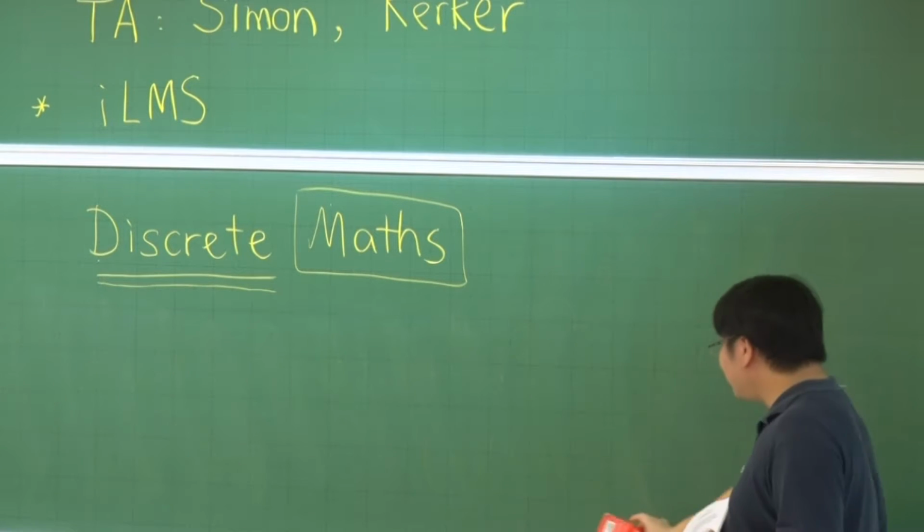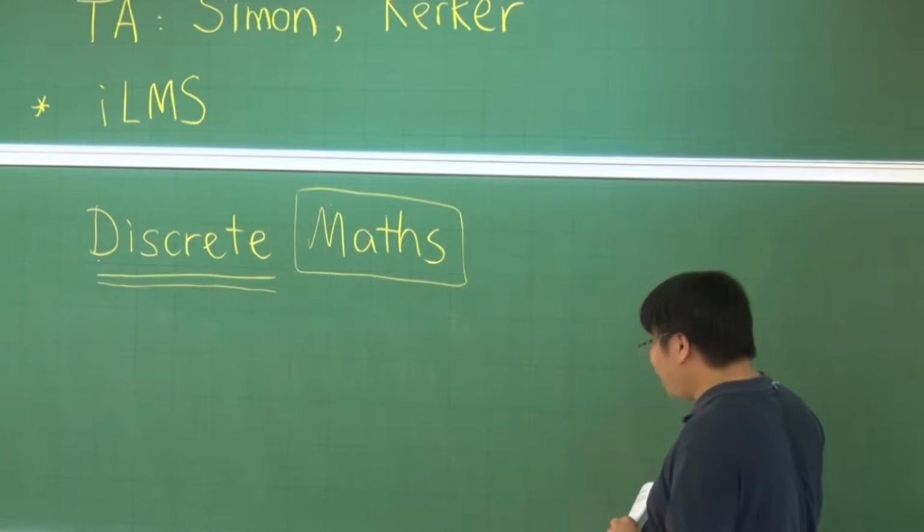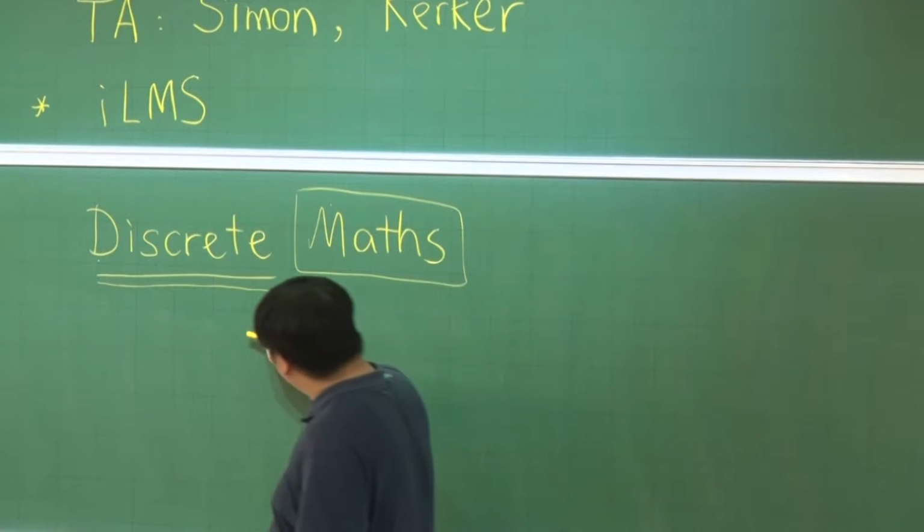There is a very basic problem in computer science called sorting.